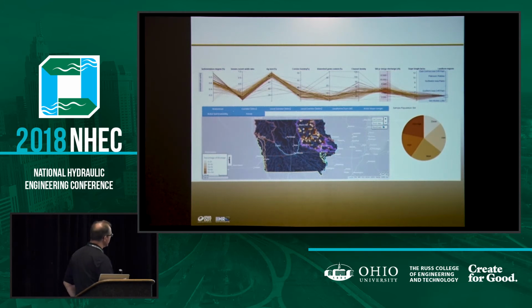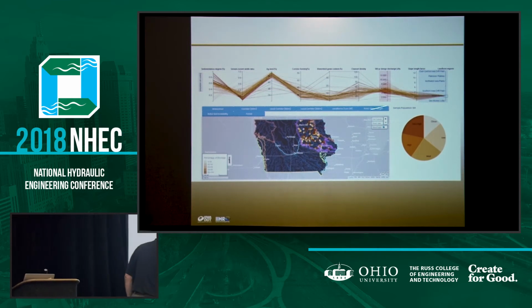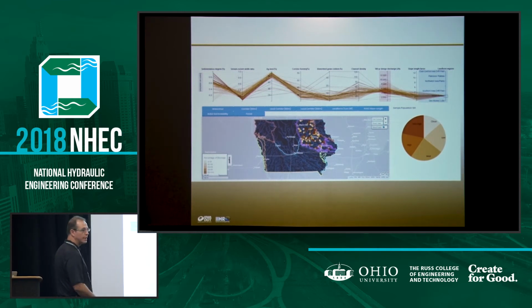So you can kind of see, I think this is the, I forget the landscape name here. What is it, Owen? The Iowa surface here.